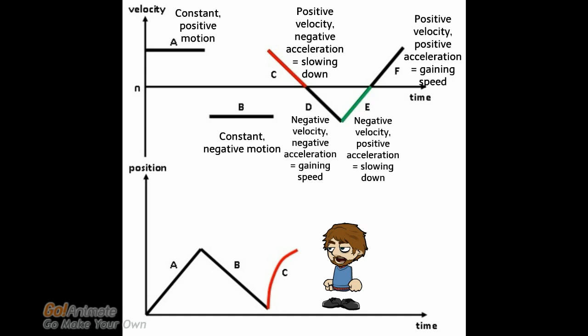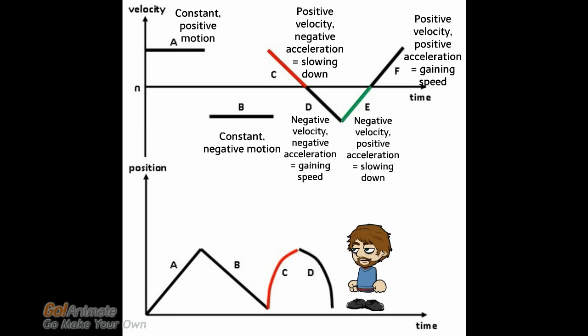What do you think will happen for section D? Will the position graph go up, or down? Will it be straight, or a curve? Here is section D. Negative velocity means that the graph goes down. Gaining speed means the graph must curve, and get steeper as time goes by. This is just what happens.